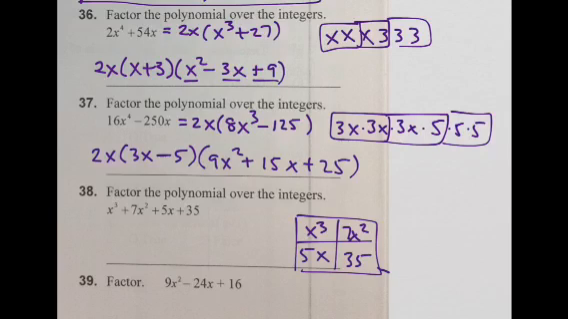So the greatest common factor in the first row is x squared. Then x times x squared is x cubed. 7 times x squared is 7x squared. And then 5 times x is 5x. And 7 times 5 is 35, so it checks out. So I have x squared plus 5 and x plus 7.